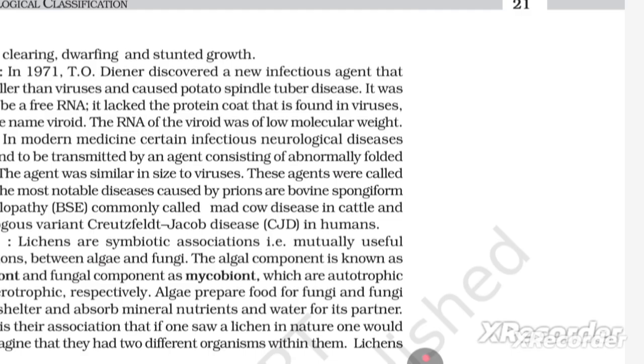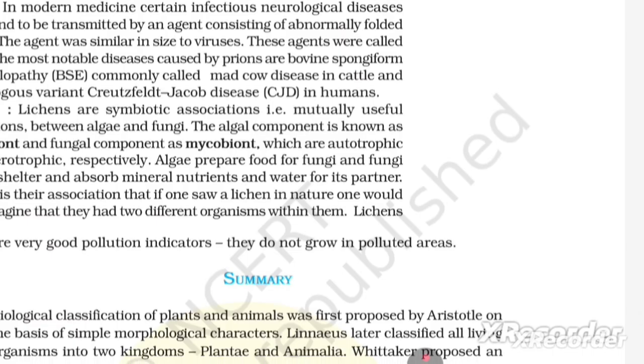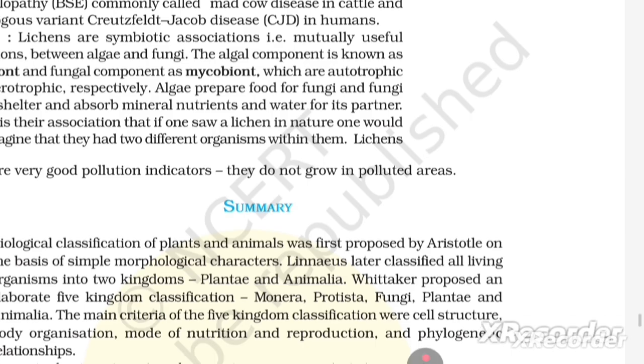Lichens are a symbiotic association, that is, a mutually useful association between algae and fungi. The algal component is known as the phycobiont and the fungal component as the mycobiont, which are autotrophic and heterotrophic respectively. Algae prepare food for fungi, and fungi provide shelter and absorb mineral nutrients and water for their partner. So close is their association that if one saw a lichen in nature, one would never imagine that two different organisms were within it. Lichens are very good pollution indicators. They do not grow in polluted areas.